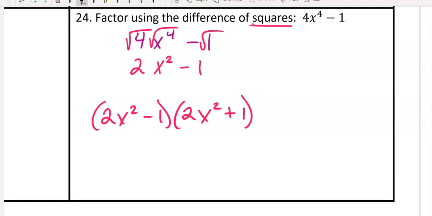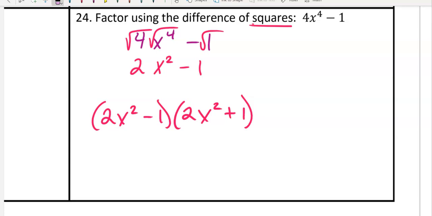Are we done here? I think so. Yeah, because if we wanted to go further, we could try to take the square root of these, but 2 is not a perfect square, so that's why we stop right there. Okay, that is our final answer.